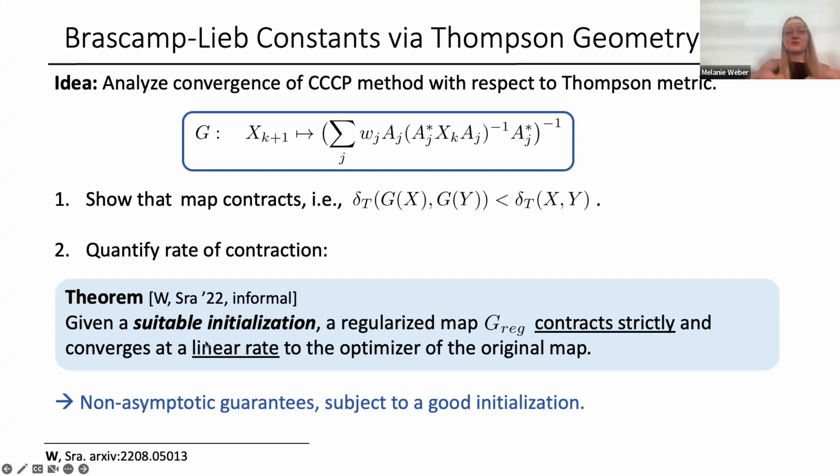Now, of course, that doesn't solve the Brascamp-Lieb problem entirely, because it's only up to a suitable initialization. And at least at the moment, we cannot show how to efficiently compute a suitable initialization, because getting that little delta and capital Delta is not constructive. But if we had an efficient solution to finding a good initialization, then that would guarantee for our CCCP-style approach a linear rate of convergence.